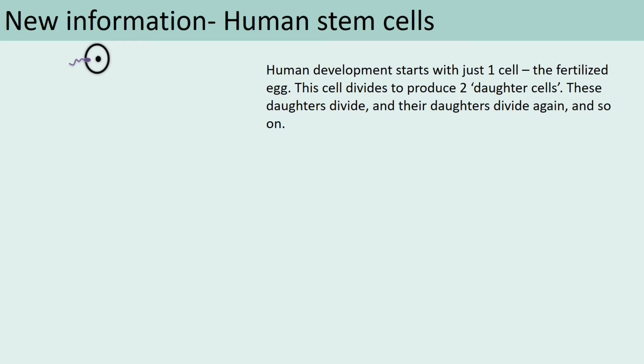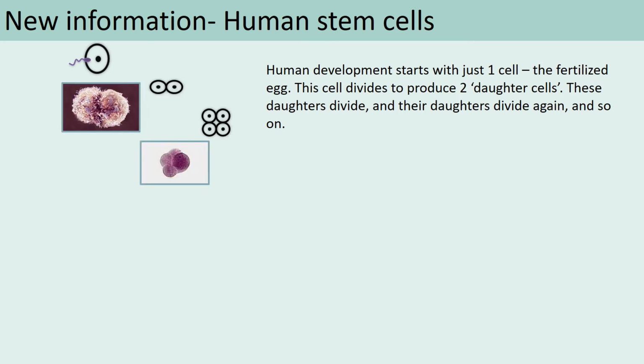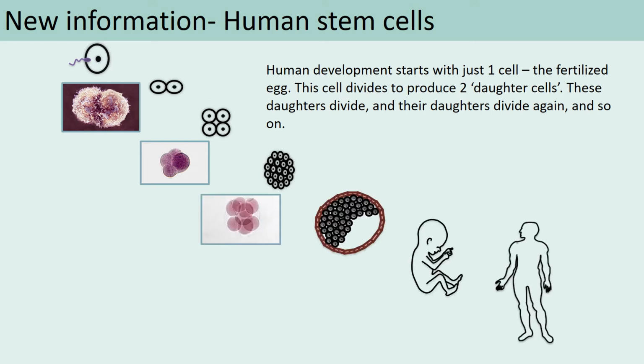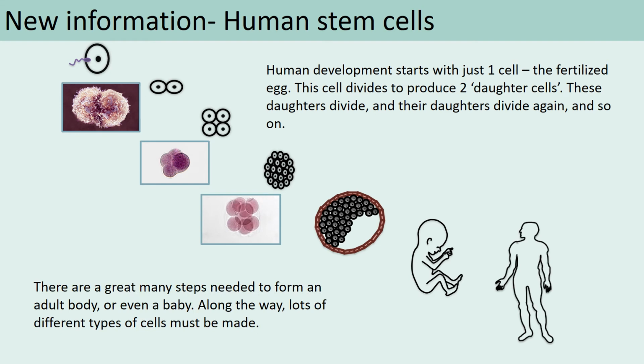Human development starts with just one cell, the fertilized egg. And then that cell will divide to make two daughter cells through what process? Mitosis, that is correct. These daughter cells divide and divide and divide, so you end up with a ball of cells. There are a great many steps needed to form an adult body or even a baby. Along the way, lots of different types of cells must be made.